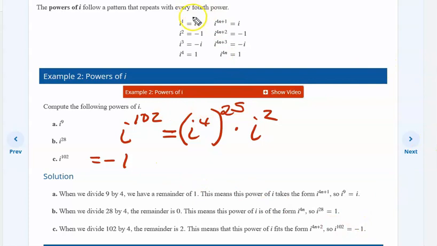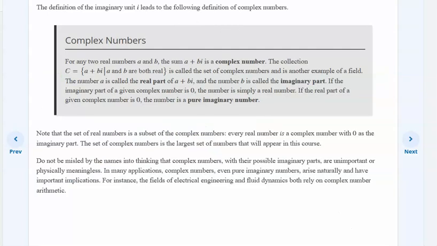So once you understand this sequence, that every fourth power of i is a 1, you kind of think of it that way. Let's go on. Again, pause to read this.